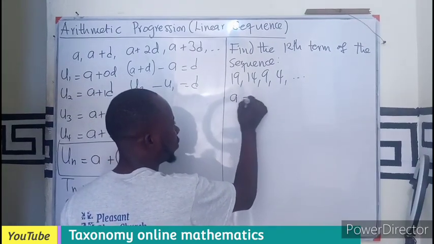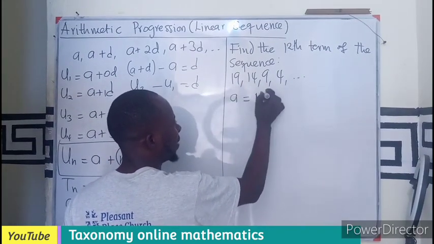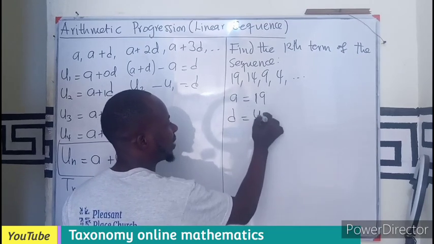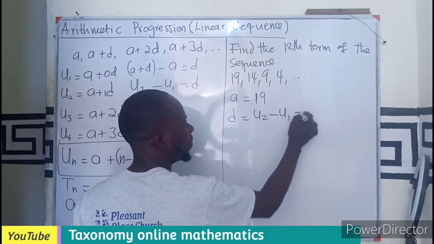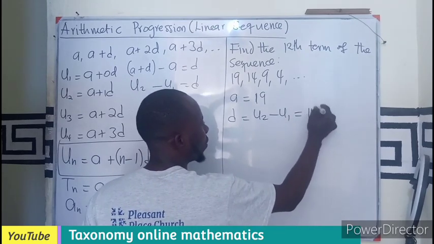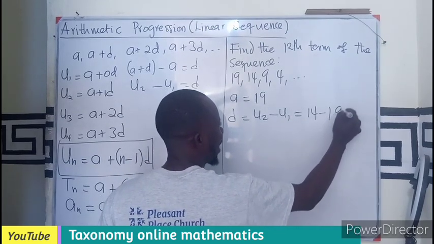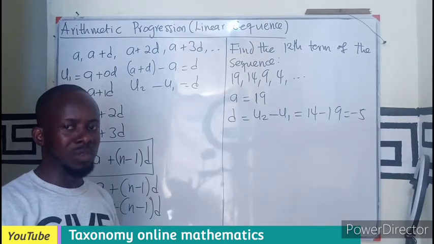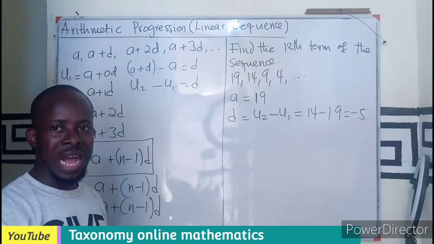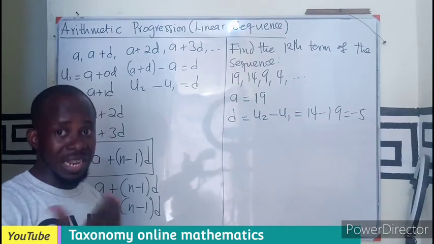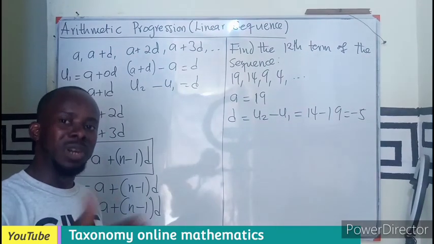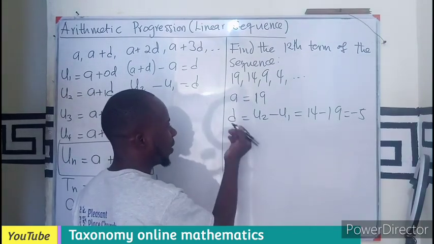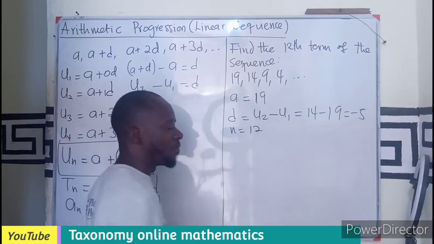So let's see what the common difference will be. Our first term is going to be 19. The common difference is going to be the second term minus the first term, which is going to be 14 minus 19. That gives us negative 5. Even though the constant number we have is 5, the common difference will be negative 5.